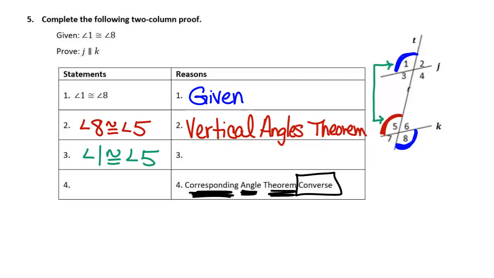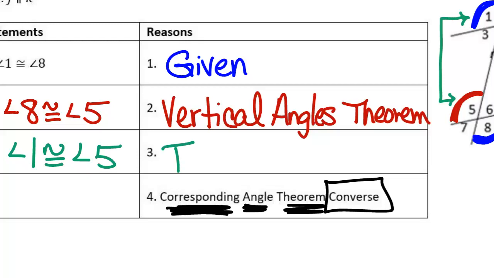Don't even look at the picture. Why would I be allowed to make that statement just given the statements that we made above it? Transitive property. They are corresponding angles, but that's not why I'm allowed to say they're congruent. Remember, I don't know those lines are parallel, or I don't know it yet. We just use the transitive property here.